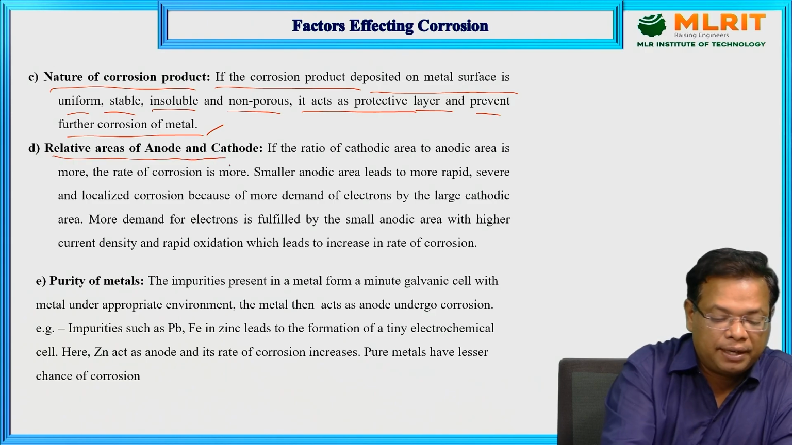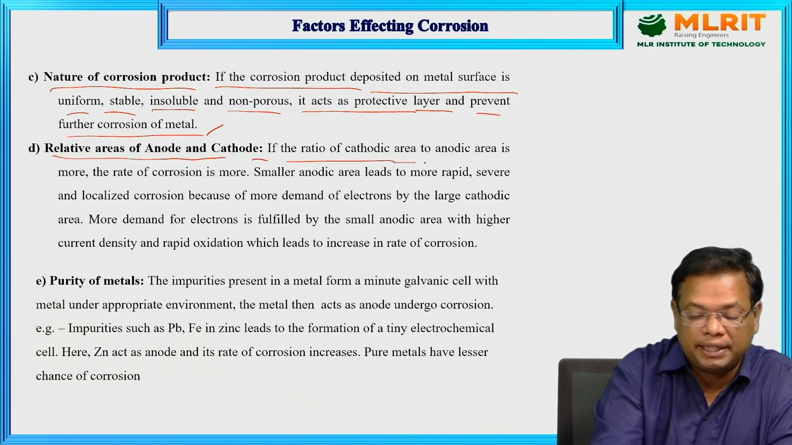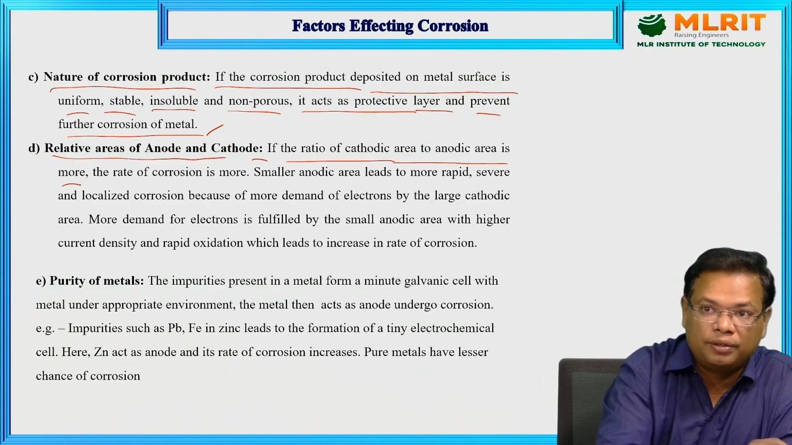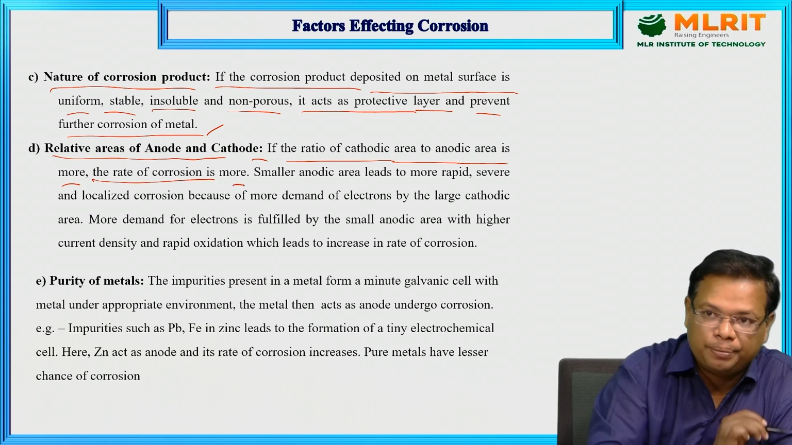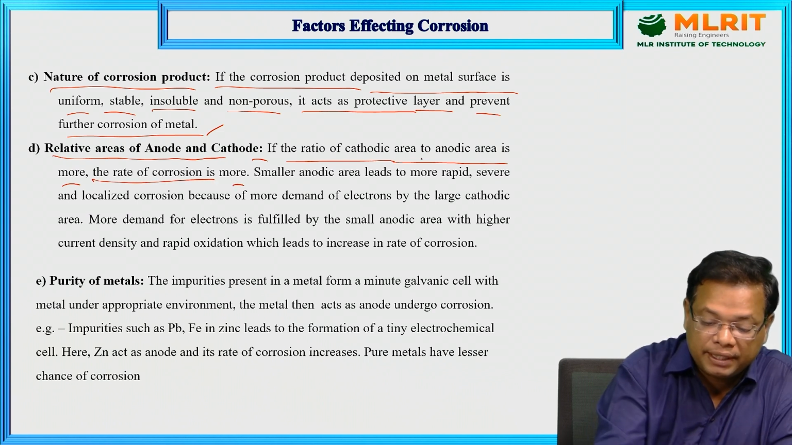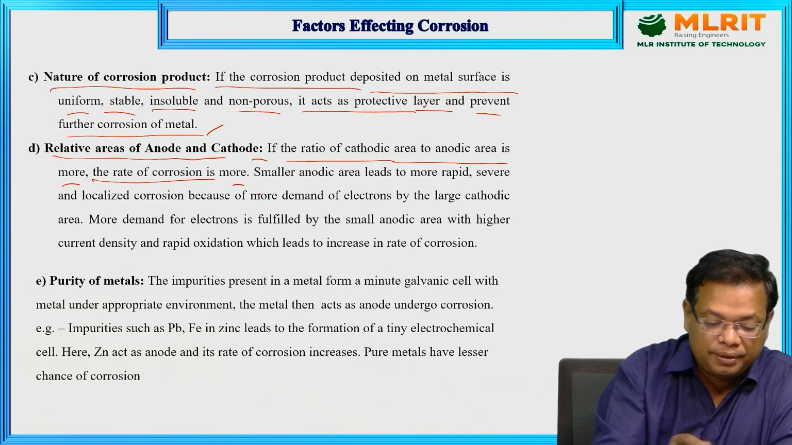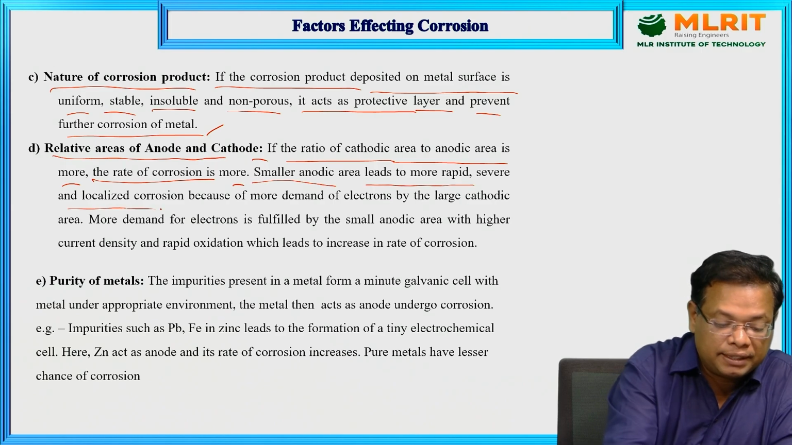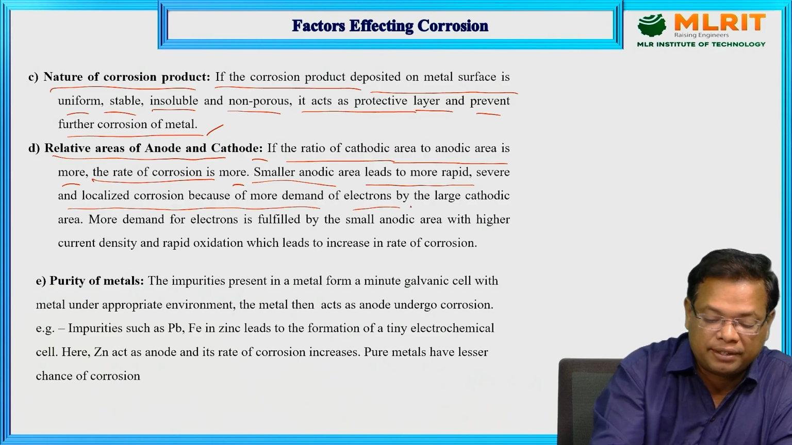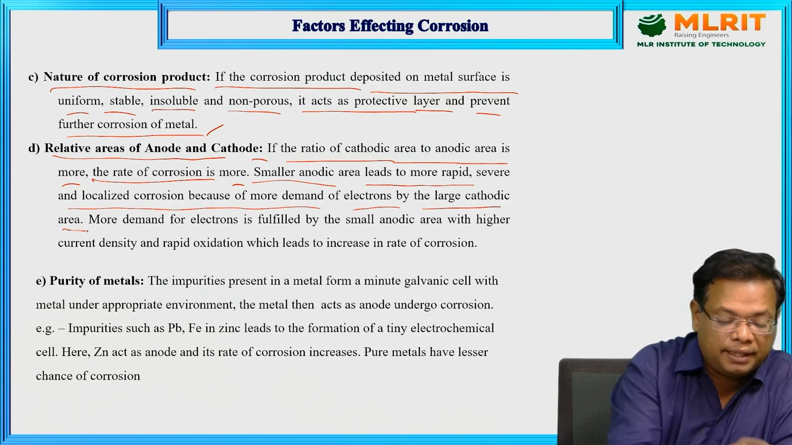Relative areas of the anode and cathode. If the ratio of the cathodic area to anodic area is more, the rate of the corrosion is more. Smaller anodic area leads to more rapid, severe and localized corrosion because of the more demand of the electrons by the large cathodic area.